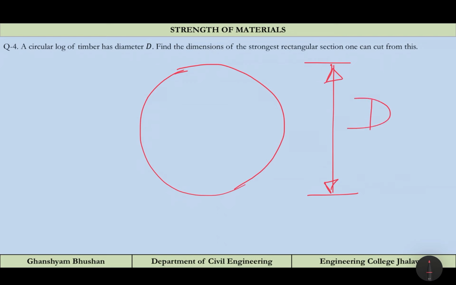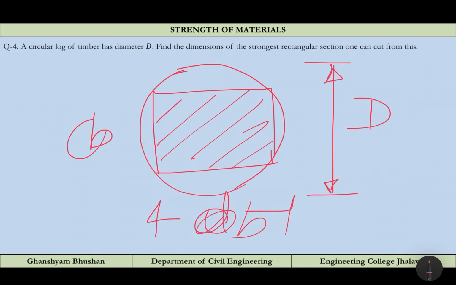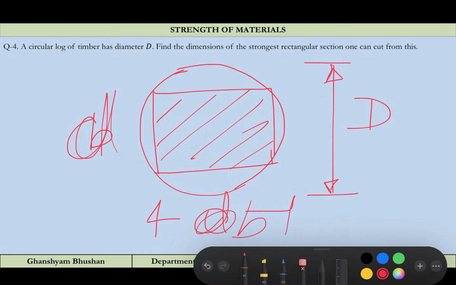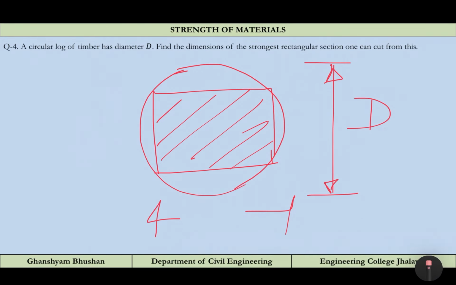What we have to calculate? We have to draw a rectangular section from this log. Okay, so this will be our rectangular section. Let us say this is B and this is D. This is B and this is D, width and depth of the rectangular beam. But the condition is it should be the strongest rectangular section.